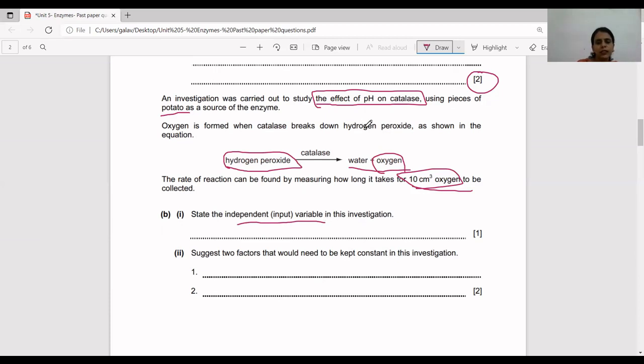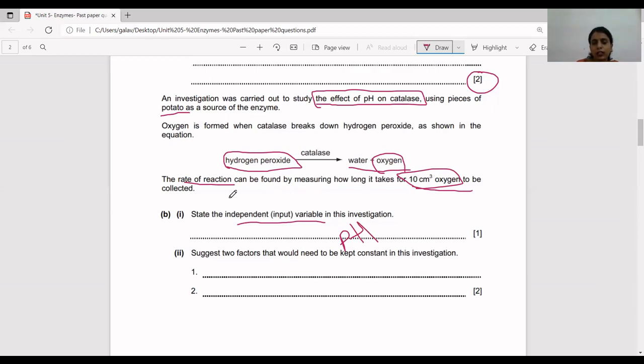For example, in this experiment there is only one independent variable, and that's pH. The dependent variable is rate of reaction. How are we measuring rate of reaction here? We are measuring it by the time taken for collecting 10 cm³ of oxygen. So the rate of reaction will change as the pH changes. The rate of reaction is the dependent variable, and it depends on pH, because as pH changes, the rate of reaction also changes.